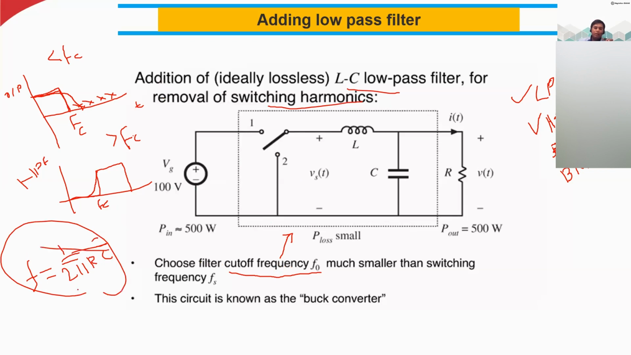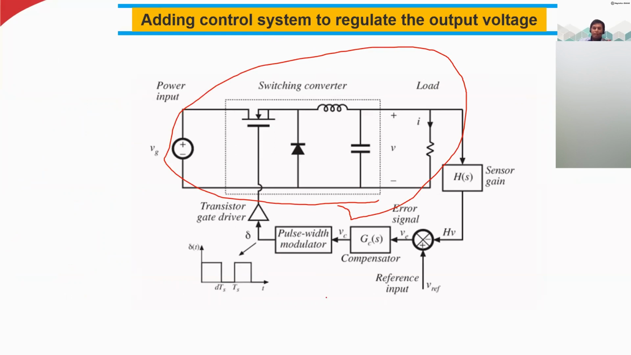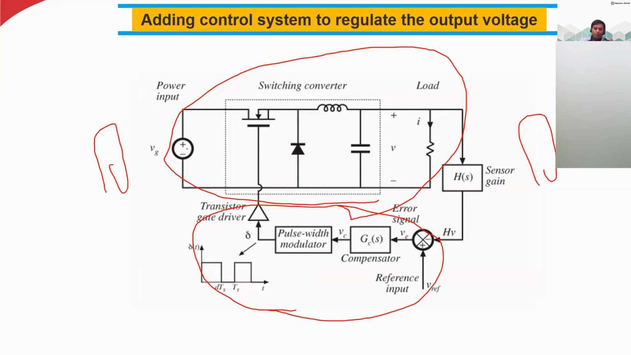Anyway, we are not going to talk about these things, but we can use a filter to filter out the harmonics. We will see the detail of harmonics in a while. Okay, this circuit is just a buck converter. And of course, we can add this control system to regulate the output voltage. This is the power electronic circuit, the power processing unit. And we also have the control system. And we have the load here. And we have the source here. This is the source.